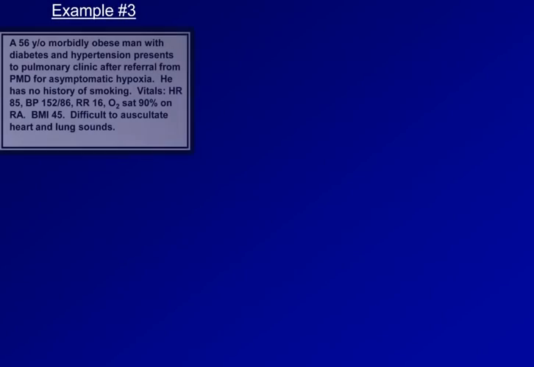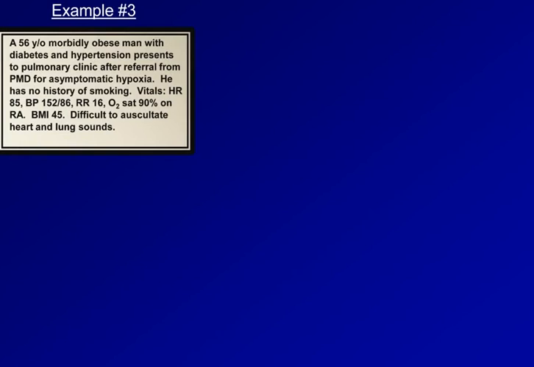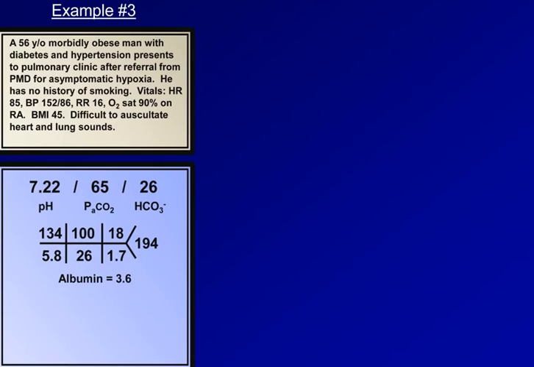Example 3. A 56-year-old morbidly obese man with diabetes and hypertension presents to pulmonary clinic after referral from his primary medical doctor for asymptomatic hypoxemia. He has no history of smoking. His vital signs are heart rate 85, blood pressure 152/86, respiratory rate 16, O2 saturation 90% on room air. His BMI, or body mass index, is very elevated at 45. It is difficult to auscultate his heart and lung sounds, presumably secondary to his body habitus. And here is his ABG, chemistry panel, and albumin.